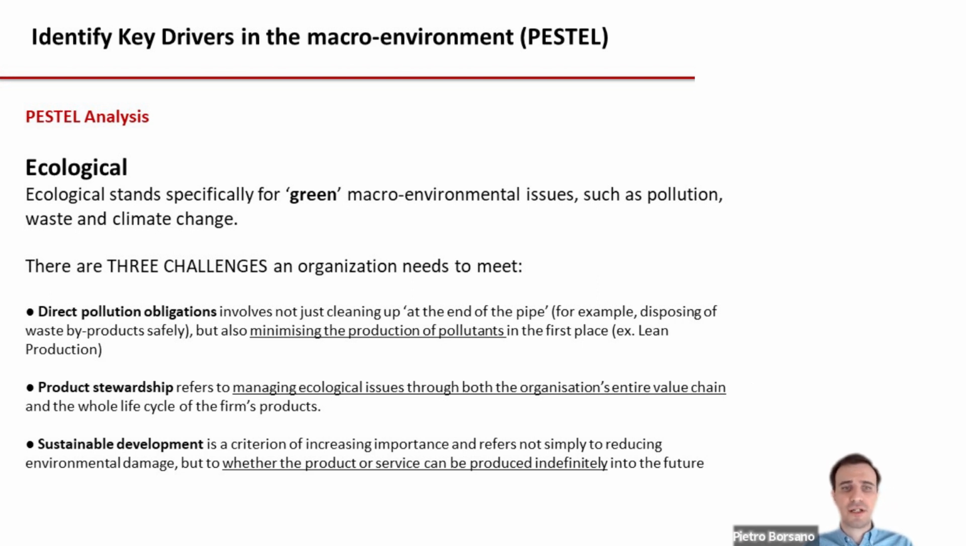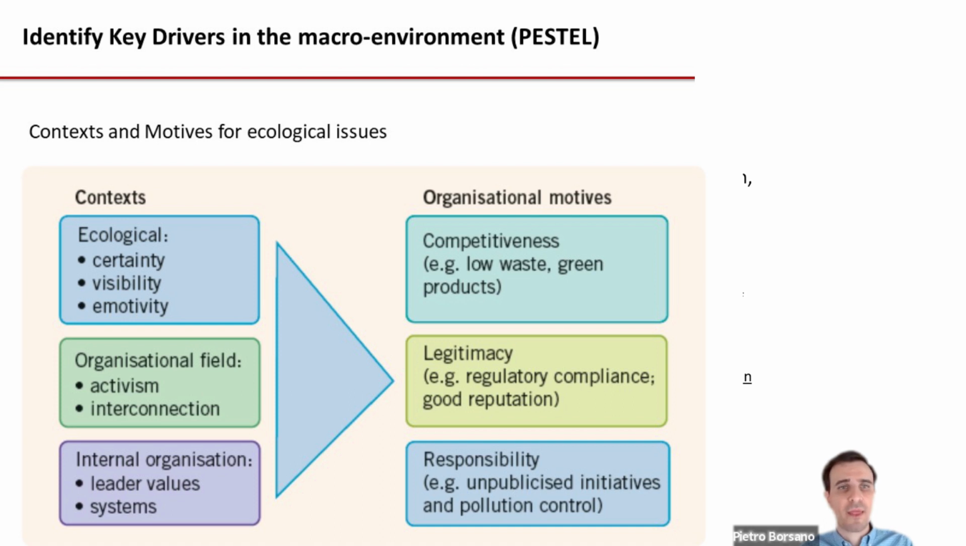The second one is product stewardship, so trying to ensure that ecological issues are addressed along the entire value chain in the life cycle of a product. And the third one is sustainable development. Essentially, sustainable development refers to avoiding over-exploitation of scarce resources, and also trying to balance between economic development and the stability and livelihood of local communities.